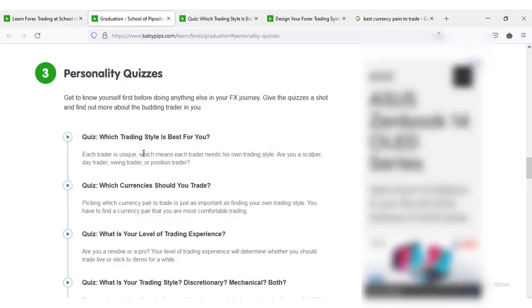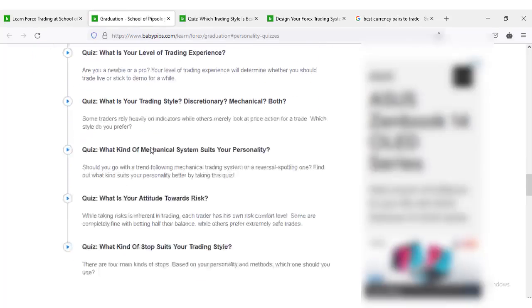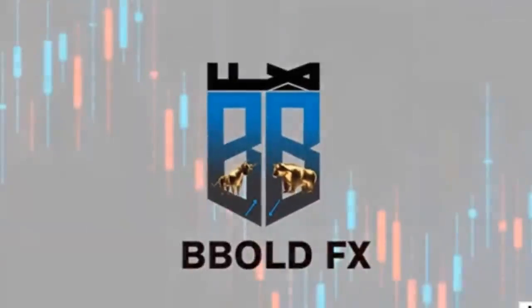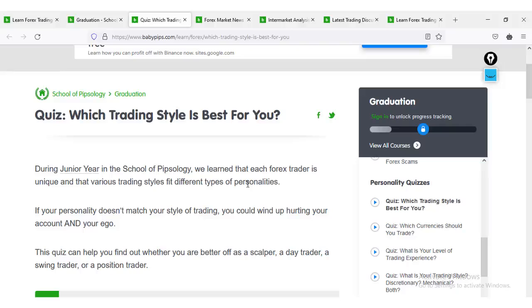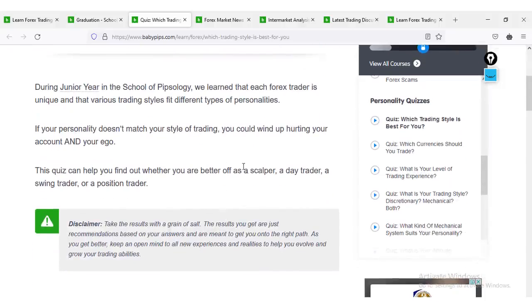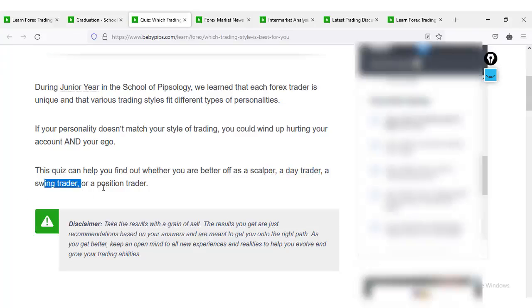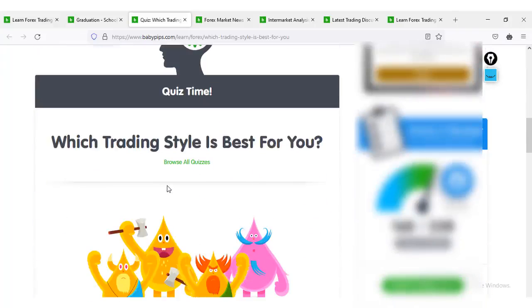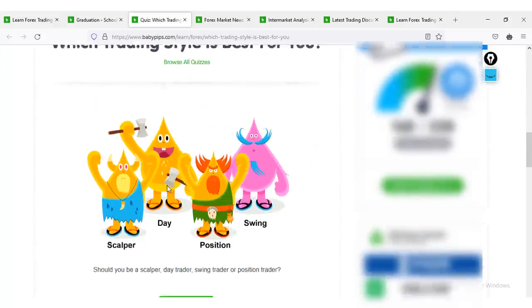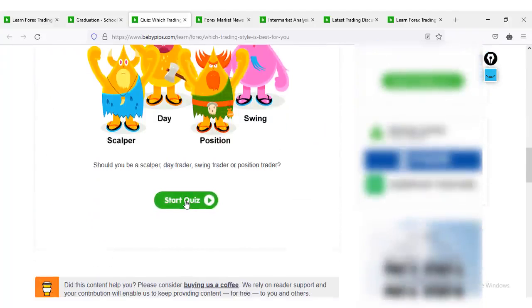So 11.3 personality quizzes, we'll have all these quizzes under 11.3. Here we are on the very first quiz, which says which trading style is best for you. Now we have a scalper, day traders, swing traders, and position traders. So what you have to do is come down here and click start quiz, right?